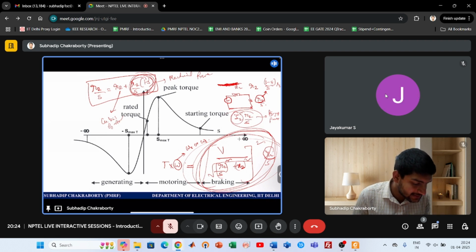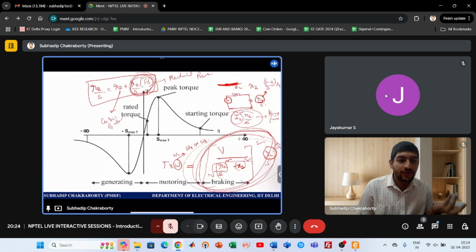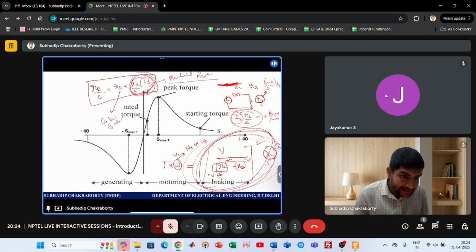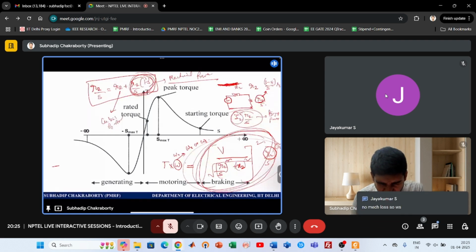Actually, I would have taken 1 minus S. Should have taken 1 minus S to write this as omega R. Yes or no? Actually, mechanical power is coming for what? For mechanical power. Torque into omega R is mechanical power. But did I take R2 by S into 1 minus S here? No, right? Either I would have taken torque into omega R.